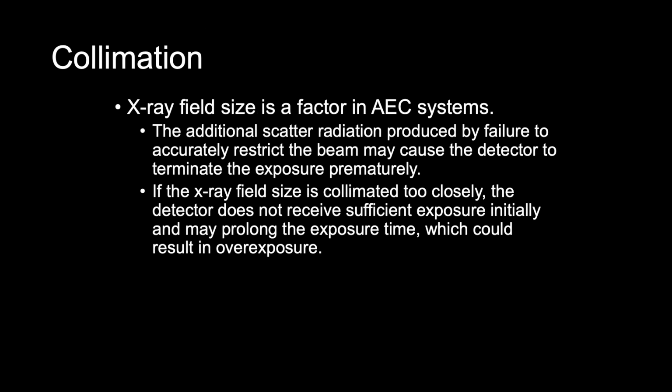Excessive or insufficient collimation may also affect the amount of exposure reaching the IR. Insufficient collimation may result in excessive scatter reaching the detectors, which will result in the exposure time terminating too quickly. So that will make your image light. And then excessive collimation may result in exposure time that is too long, making your image dark. So we want to make sure that our beam restriction is on point.